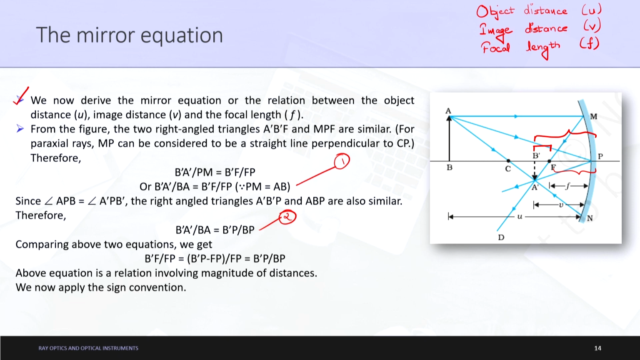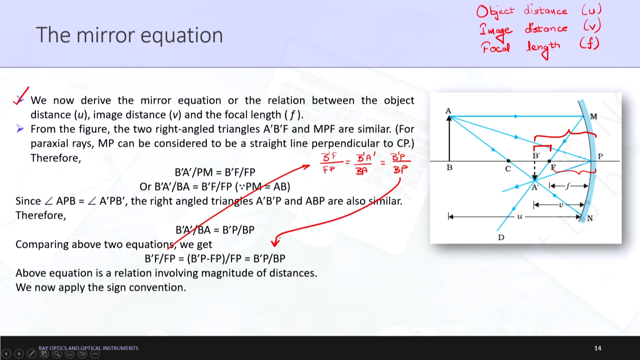Where is BP here? So, this is nothing but the ratio, as you can see from this portion, B'F upon FP is written here and B'P upon BP is being used, as both are equal. So, equating these two equations we can find that B'F upon FP is equal to B'A' upon BA is equal to B'P upon BP. Therefore, this thing has been written here.